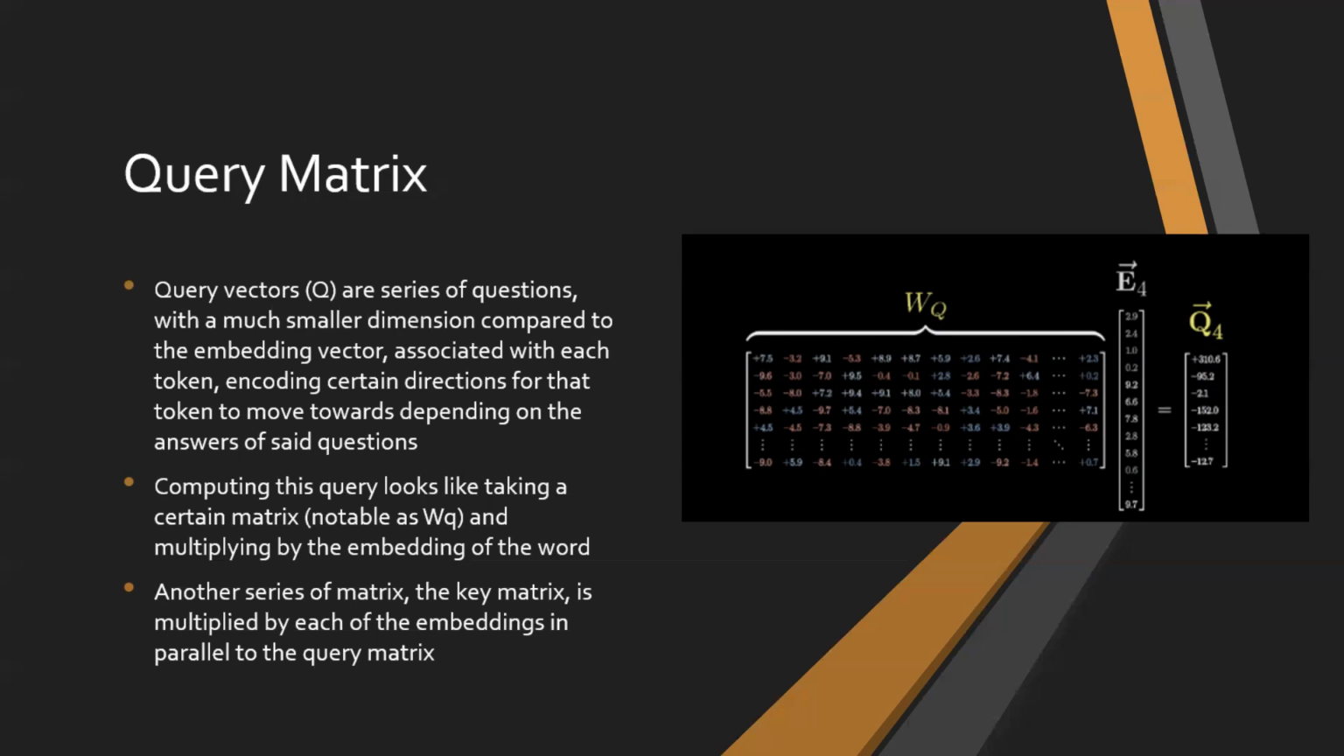Computing this query looks like taking a certain matrix, notated as W_Q, and multiplying it by the embedding of the word. As we can see, we have the image right here. We have the embedding, which is represented by the E column, and then we have the matrix. How it's written here is the correct way of writing it, as I couldn't really write it within text.